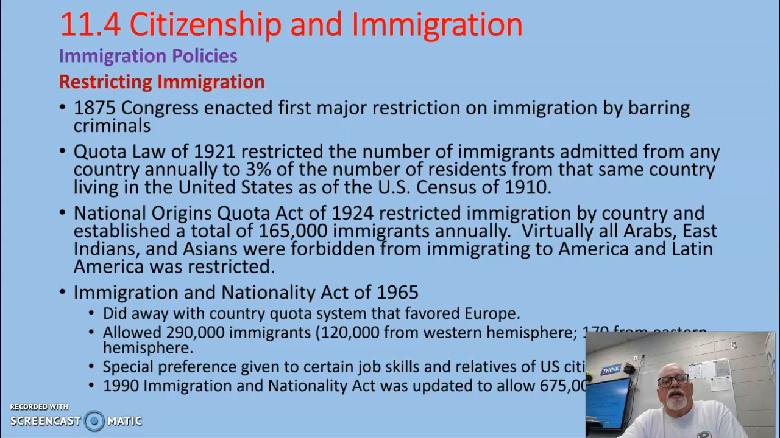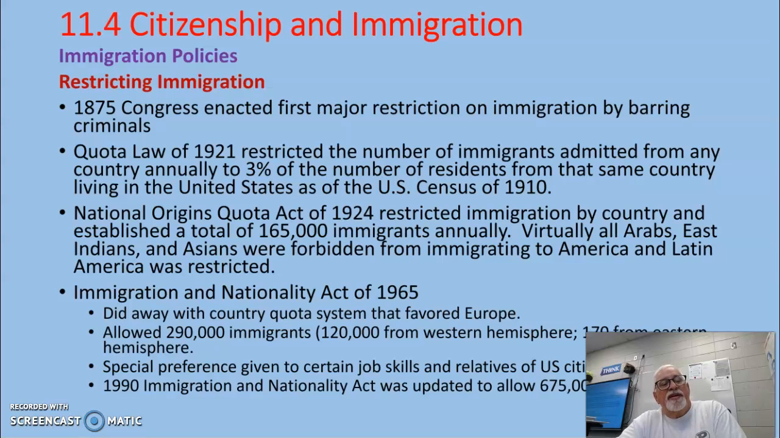And we'll talk about that in a minute. Virtually all the Arabs, East Indians, and Asians, forget it. You're not coming. It's mostly Europeans, and mostly Europeans and people from Africa. The Immigration and Nationality Act of 1965 did away with the country quota system that favored Europe.